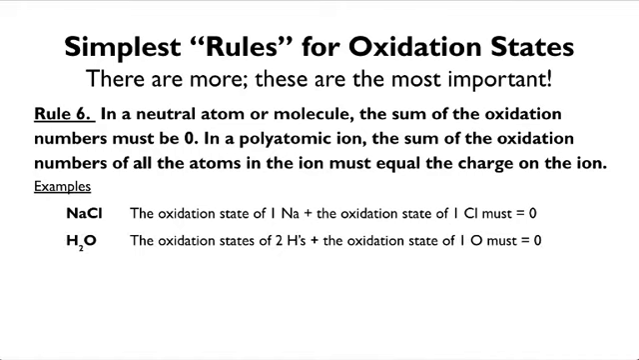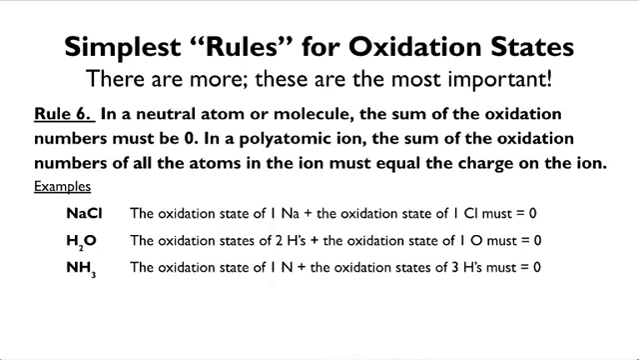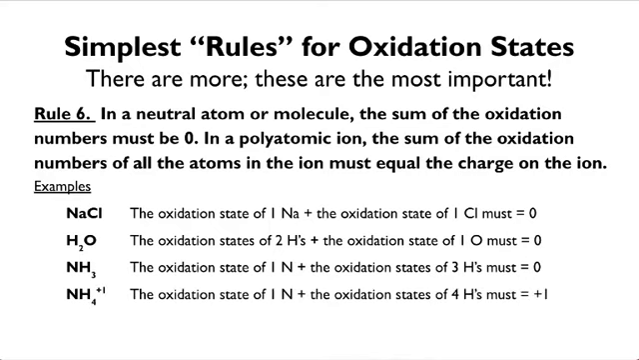H2O: there are two hydrogen atoms and one oxygen atom in this molecule. It is overall neutral, so the oxidation states of the two hydrogens plus the oxidation state of the oxygen must equal 0. That means one of these elements must have a negative oxidation state, the other must have a positive one. NH3: the oxidation state of one nitrogen plus the oxidation state of three hydrogens must equal 0. So again, one of the elements must bring a positive oxidation state, the other a negative, to have them equal 0.